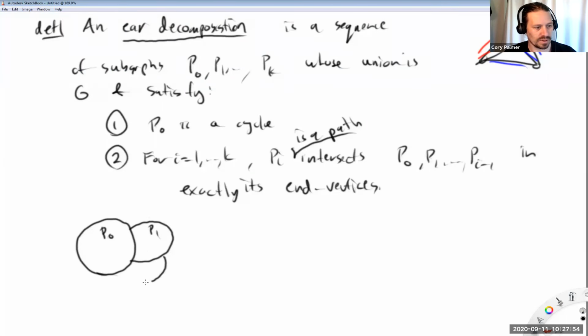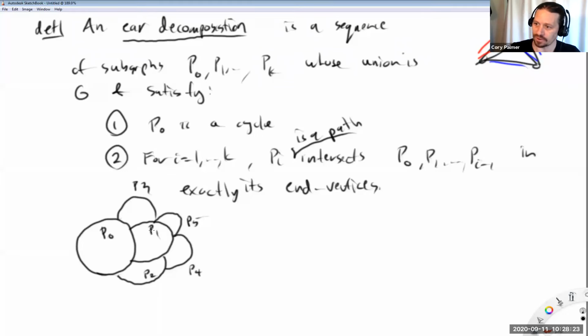Here's a P2. P2 is a path, and its endpoints are in what's already been there previously. Here's P3, P4. You can even have this vertex shared here. Maybe you can do something like this, P5, and so on and so forth. So that's what it is. I hope you see the term ear, right? You're pulling ears off each time. So if a graph can be produced this way, or if you can decompose it by pulling off an ear at a time, then the graph has an ear decomposition.